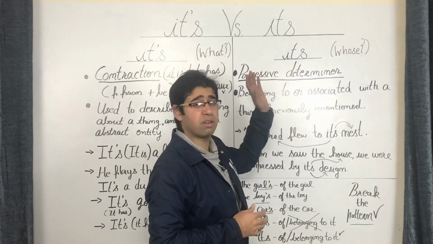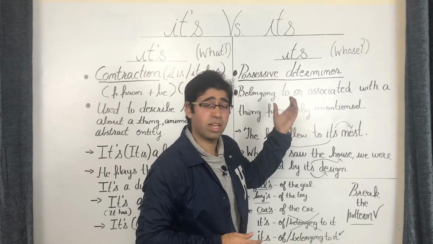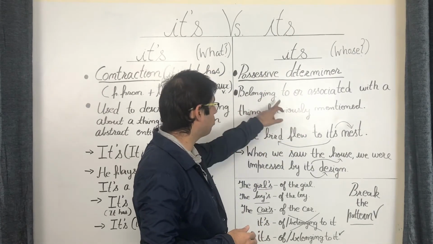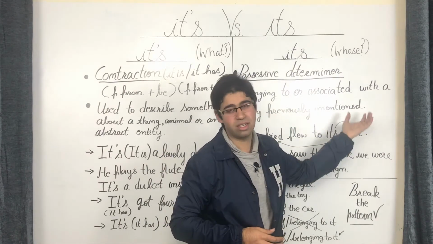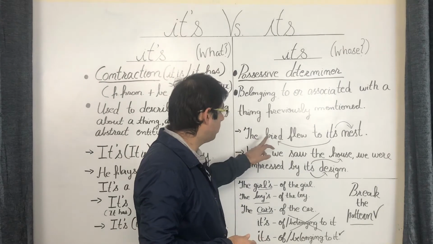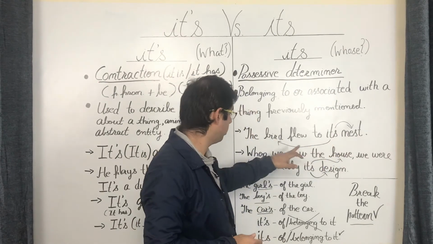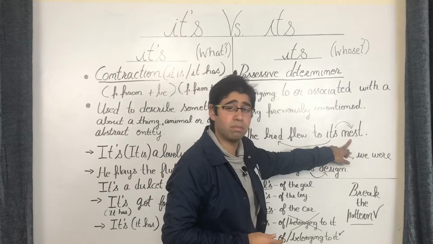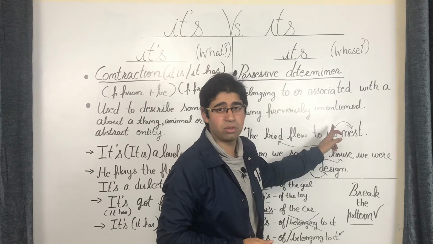So this in grammar is a possessive determiner, which is to say that it's used to express things which belong to or are associated with a thing previously mentioned in the sentence. Let's take some examples at this point. We've got, the bird flew to its nest. Now over here, the "it's" is used to refer to the bird, and since the nest belongs to the bird, we've got "its nest" in the sentence without the apostrophe.